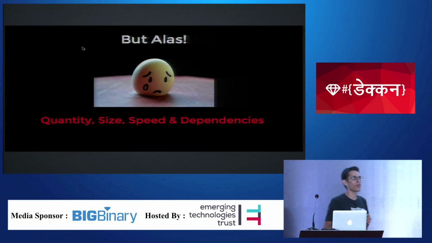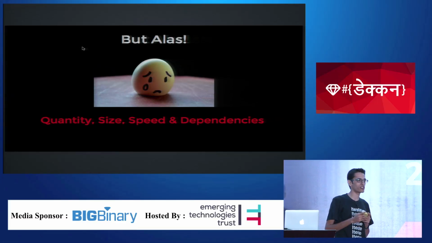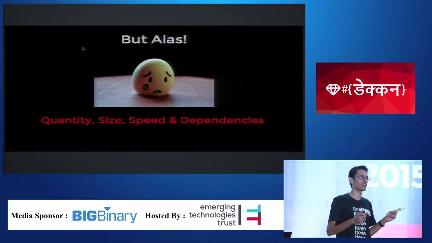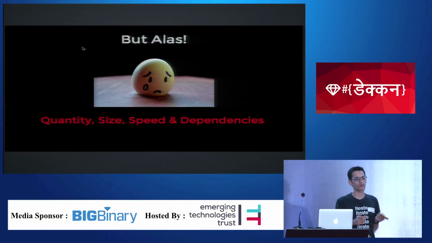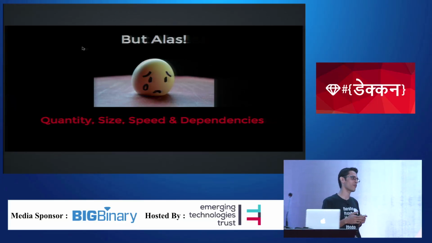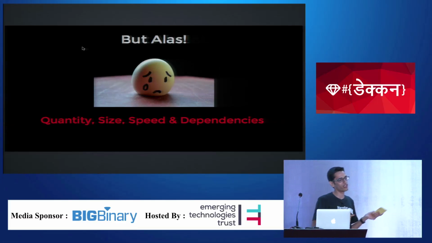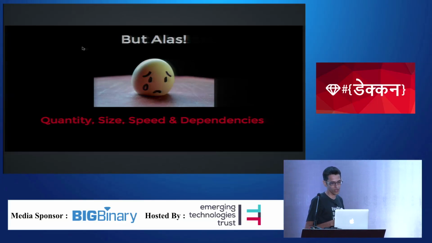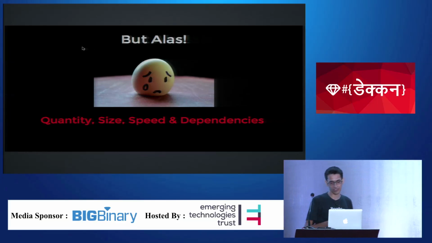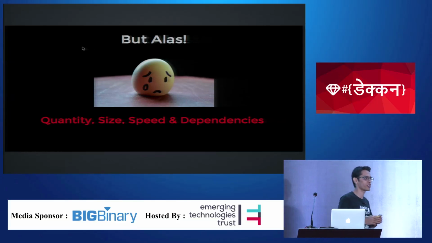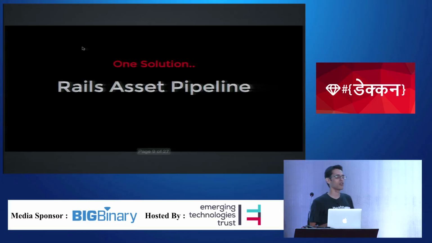Next is size. As assets are growing, the size of these assets is also growing. Whenever a browser requests a web page, the assets which are delivered with it are of much larger size than they were a few years back. That also affects the performance of our web application, and it creates increased network utilization. So, overall it impacts the performance of our web application. Is there any solution to all these problems? One single solution? Yes, that is Rails Asset Pipeline.